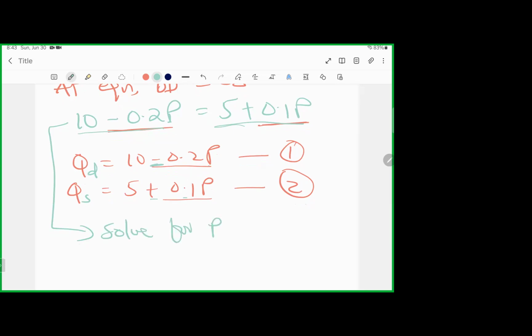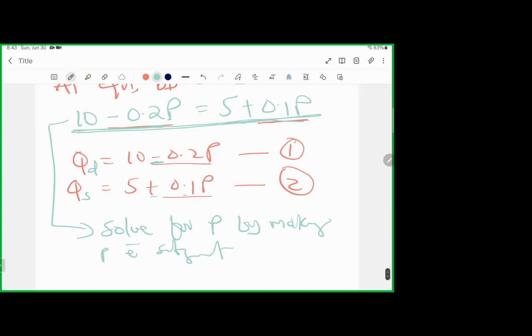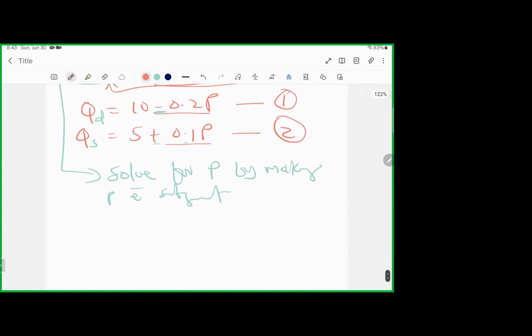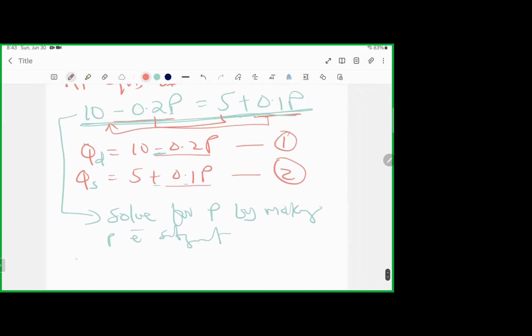Solving for P, the price, means making price the subject, from this particular equation. So in this particular case, we can bring this 5 here and then send this one over. So we will have something like 10. As you can see, our 10 will be here.